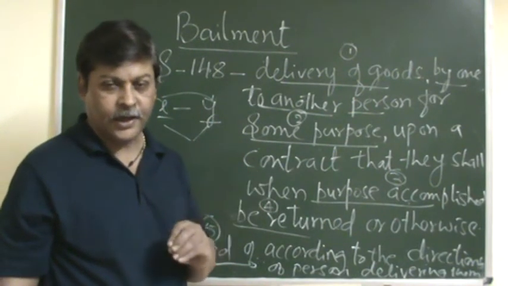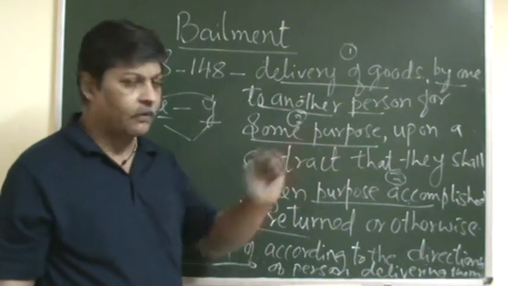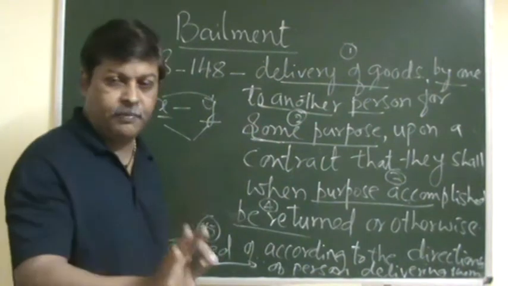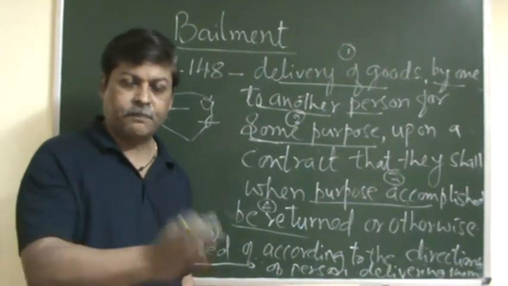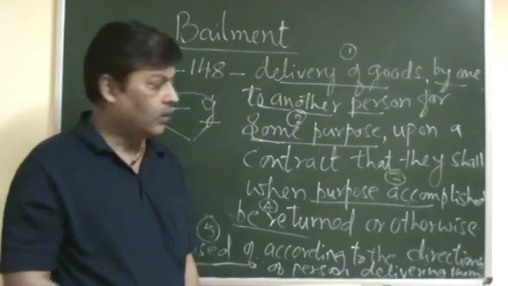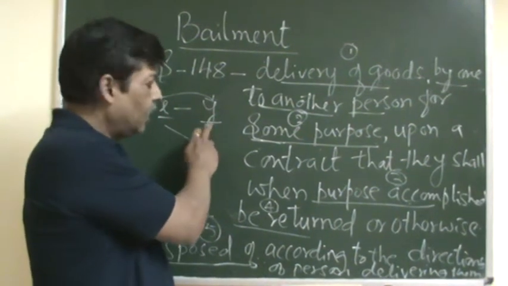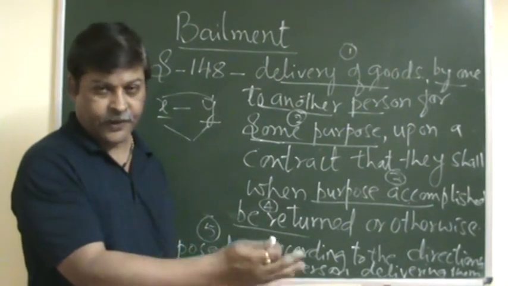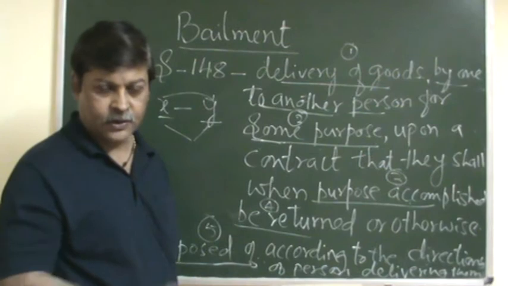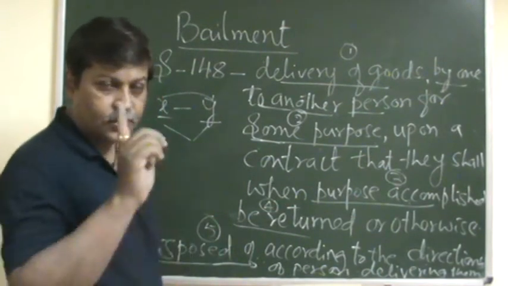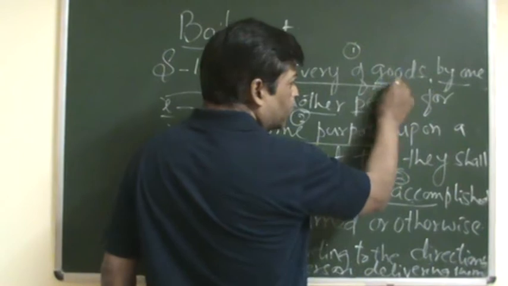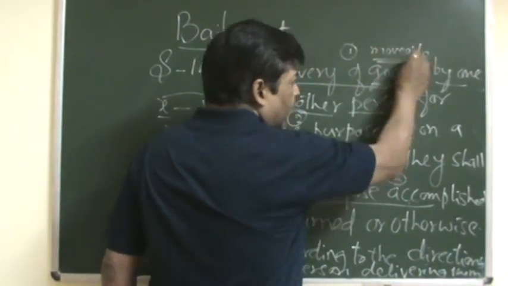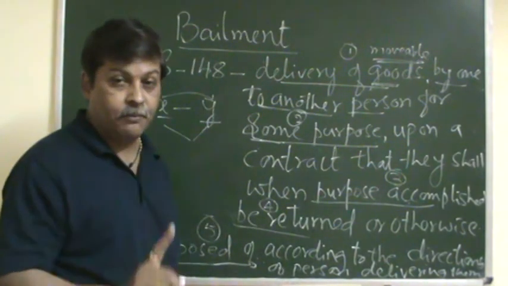Y owns a garage and X has given his car for service, for some purpose. The purpose may be anything. So X hands over his car to Y, the owner of the garage, for the service. So he is delivering the goods. One thing should be remembered: the goods must be only movable goods.